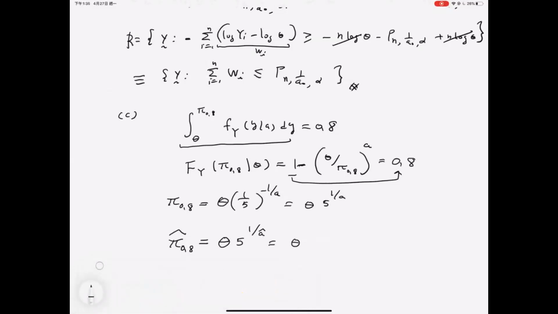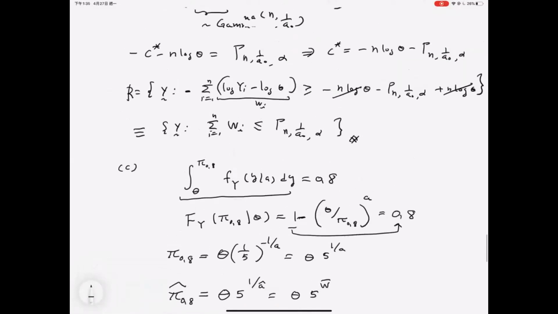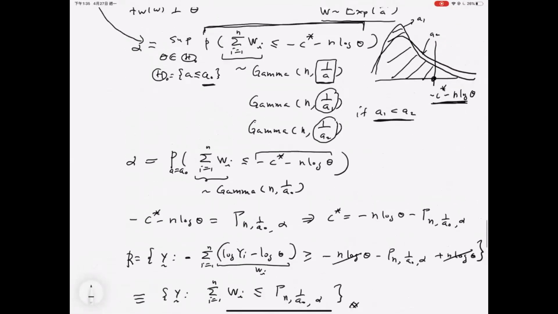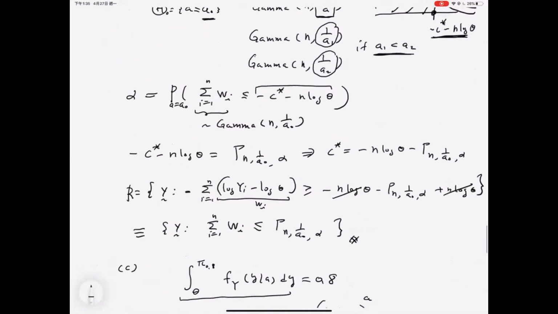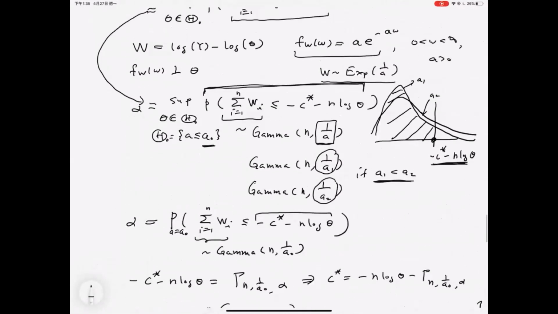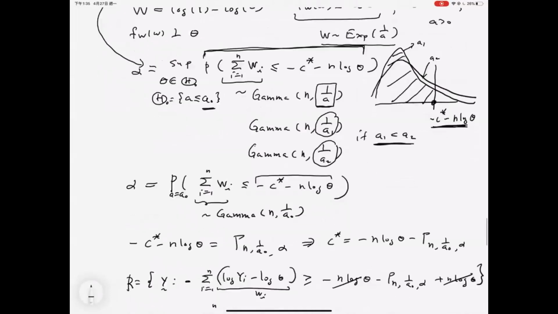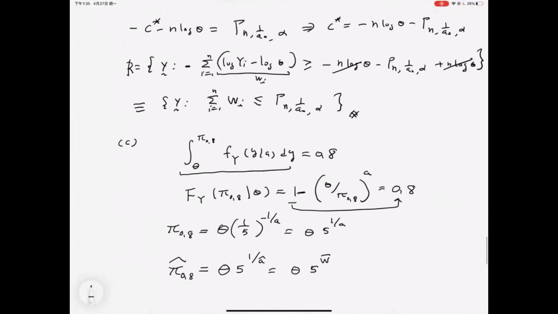Just theta phi, then 1 over, actually this guy eventually is W bar. You can double check it. Again, the definition of WI is right here. Where is WI? WI is right here. Log Y minus log theta. Eventually you can double check it: theta phi W bar.